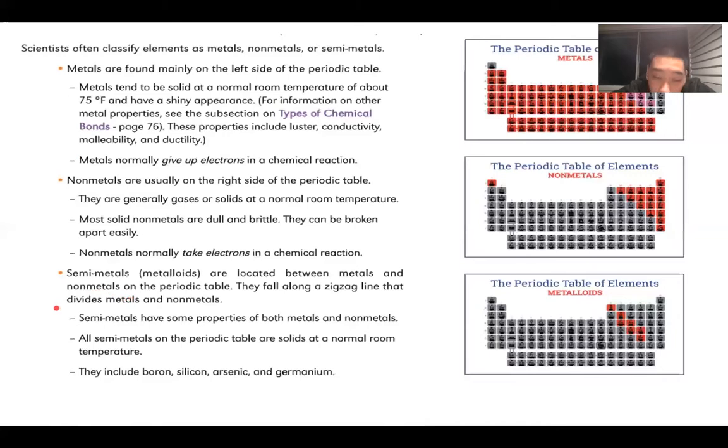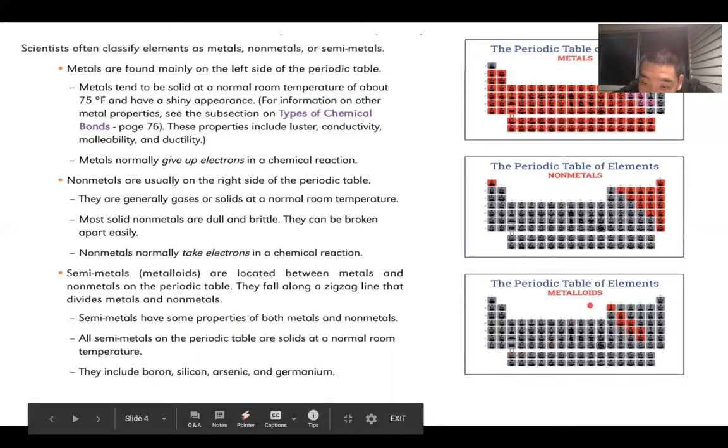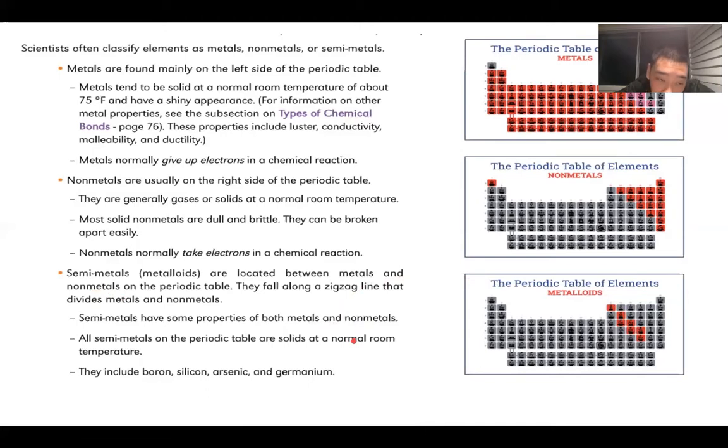Semi-metals or metalloids are located between metals and non-metals on the periodic table. They fall along a zigzag line that divides metals and non-metals. So the zigzag line, right here, that's metalloids. So basically, all semi-metals on the periodic table are solid at normal room temperature. And here's some examples, right? You have silicon, arsenic, and germanium. Look, germanium is discovered by Germans.